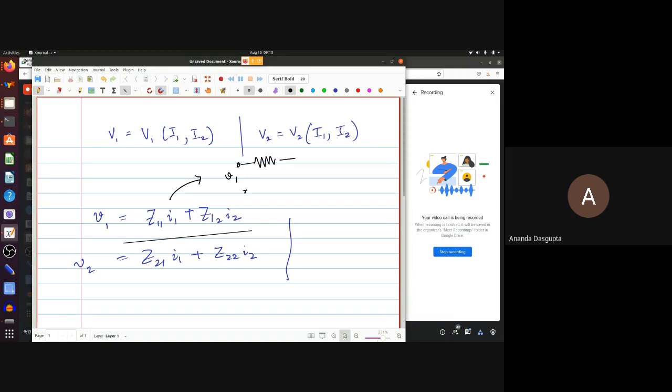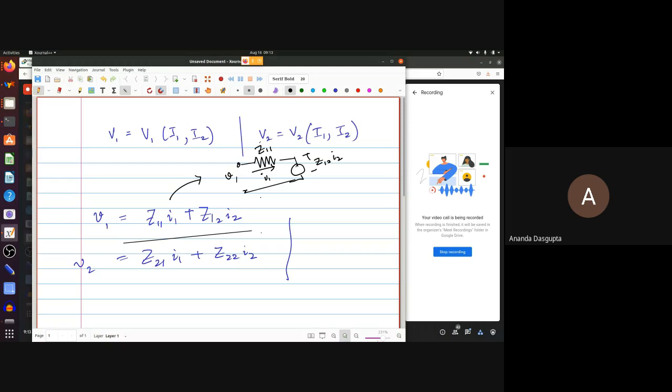And since Z11 I1 is one of the two voltage drops, with I1 the current flowing in here, this has to be an impedance. And then the other term, Z12 I2, is one thing which you simply cannot implement with an impedance, simply because the voltage is here and I2 is in the other terminal. So what you do is put it as Z12 I2 as a controlled source.